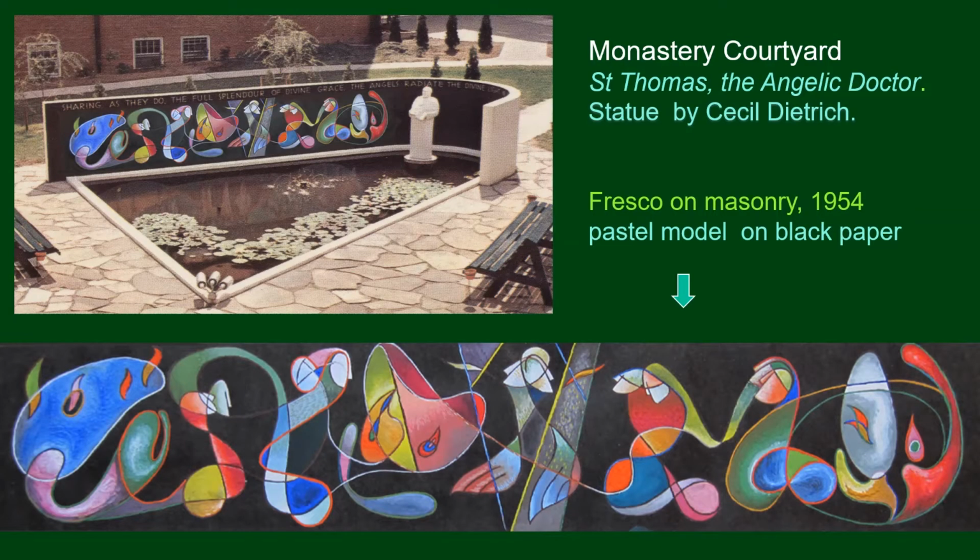And in that courtyard, in 1954, I painted this fresco-like mural, or so I thought it was going to last. It didn't go past one winter in Pennsylvania winters. But it was my version of angels. And this version we have here was the pastel model that I had drawn on black ground paper.